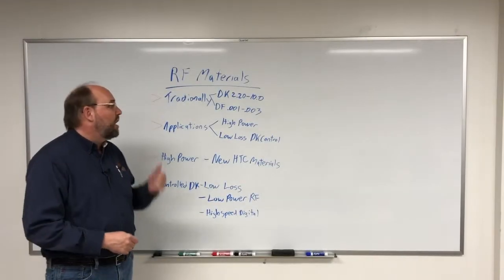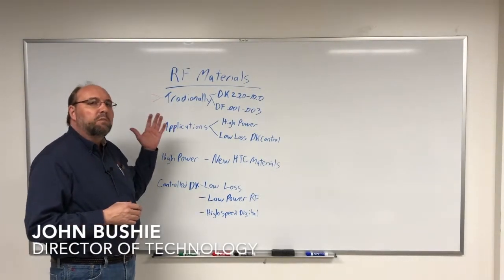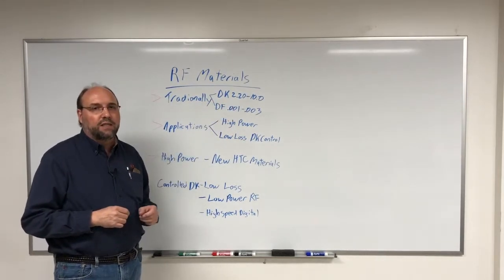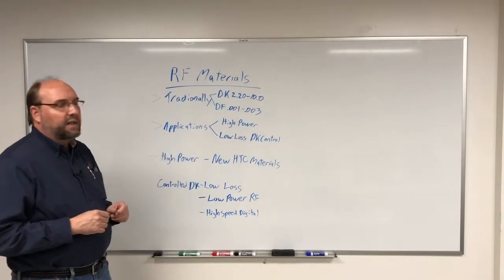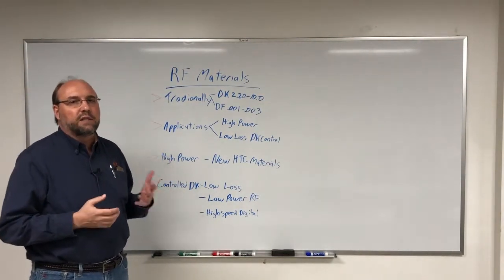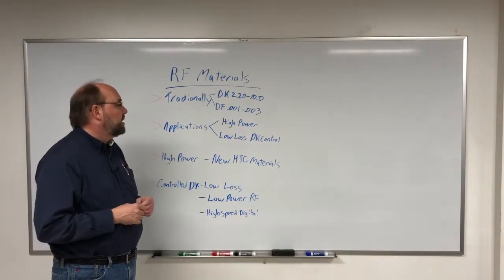circuits. In this segment, we're talking about RF materials. Now, by RF materials, traditionally those were materials having a dielectric constant somewhere between 2.20 and 10, and a dissipation factor between 0.001 and 0.003. Now, these were measured at 10 gigahertz, which kind of delineates the fact that it is an RF microwave material.